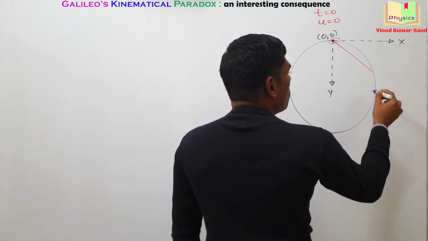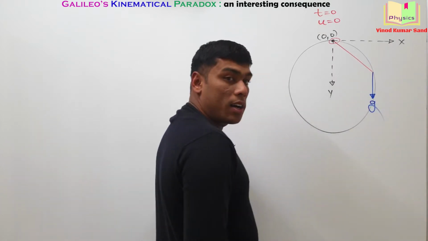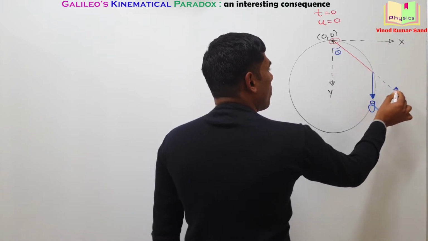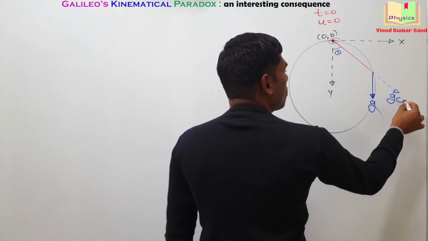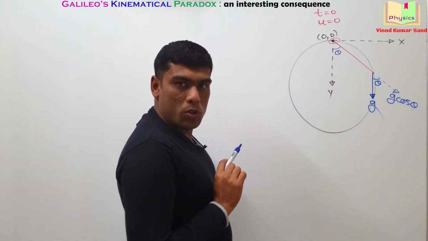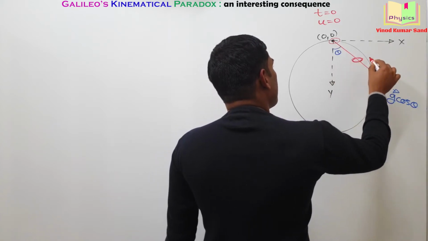The acceleration due to gravity is acting toward the center of Earth. If we imagine this angle to be theta, then the component of acceleration due to gravity in this direction will be g cos theta, because this angle is also theta. After some time t, the bead reaches here.